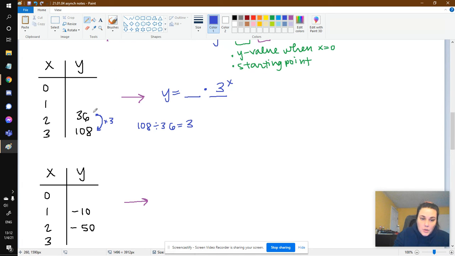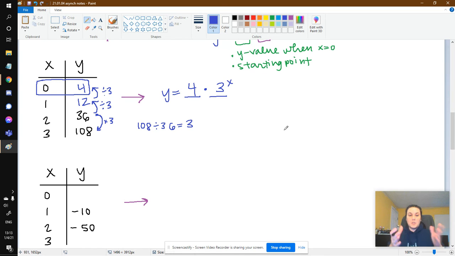To fill in the rest of the table, we're going to do the inverse of multiplying by 3. We're going to divide by 3 to go backwards. 36 divided by 3 is 12, and 12 divided by 3 is 4. And the reason we wanted to fill this in is because we need to know what's the y value when x equals 0 to act as our starting point. And now we've filled in our table, we've done our equation, we're finished with this problem. Let's try another.